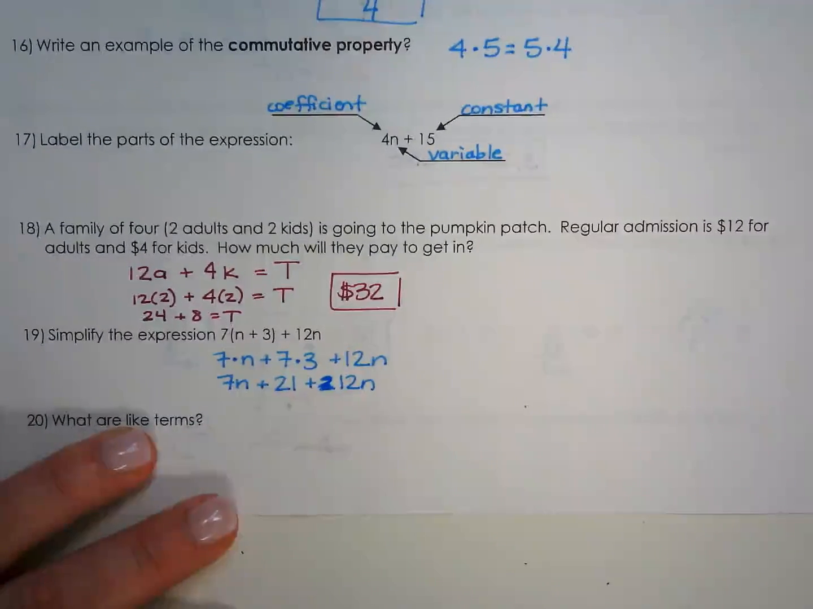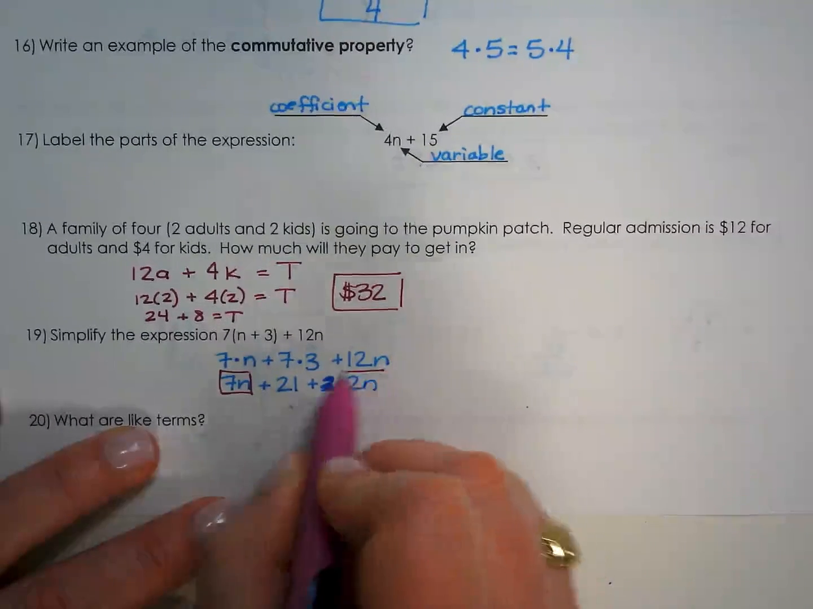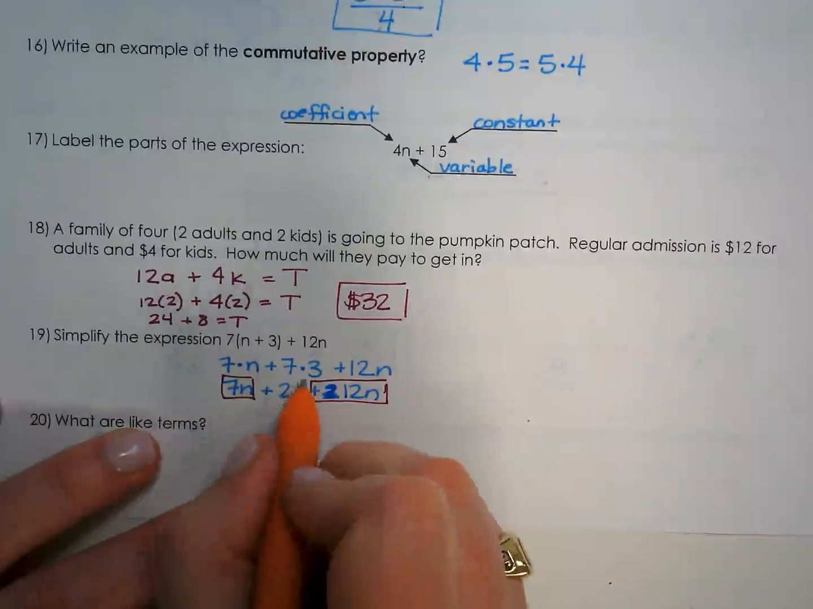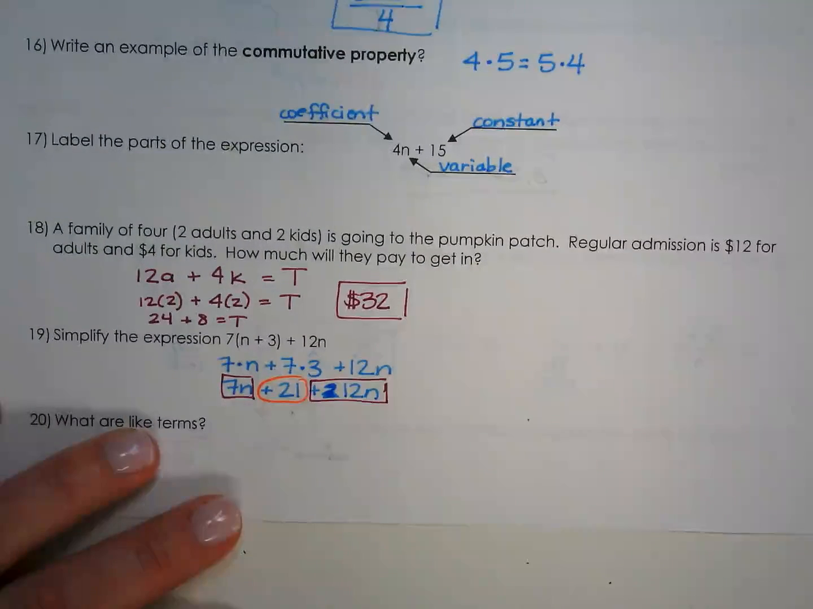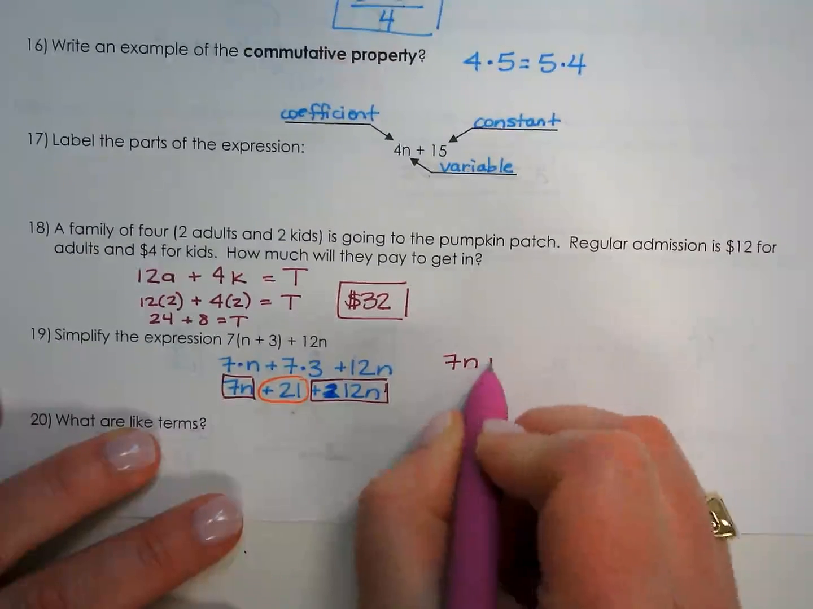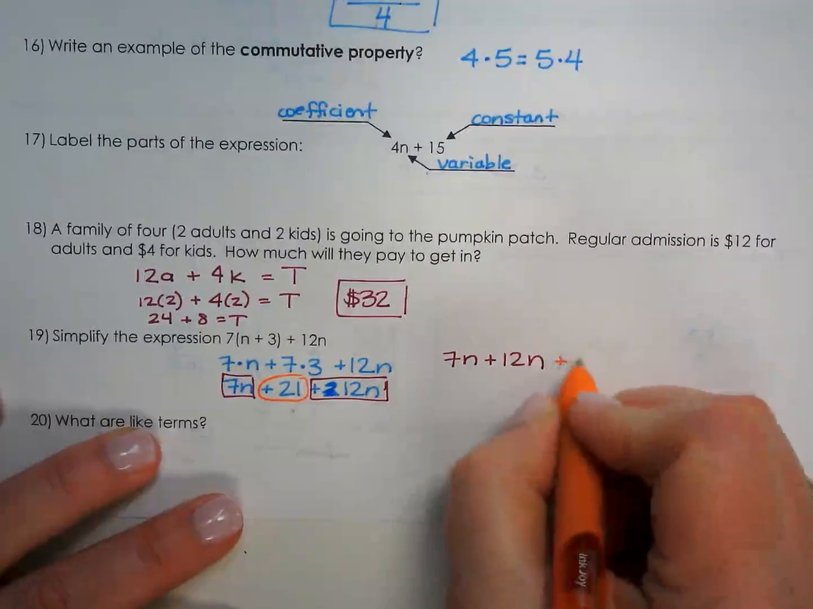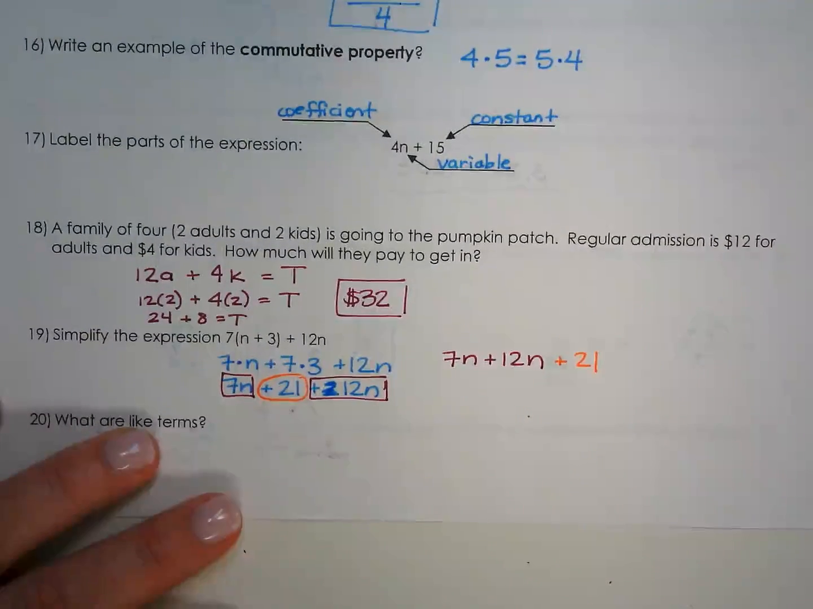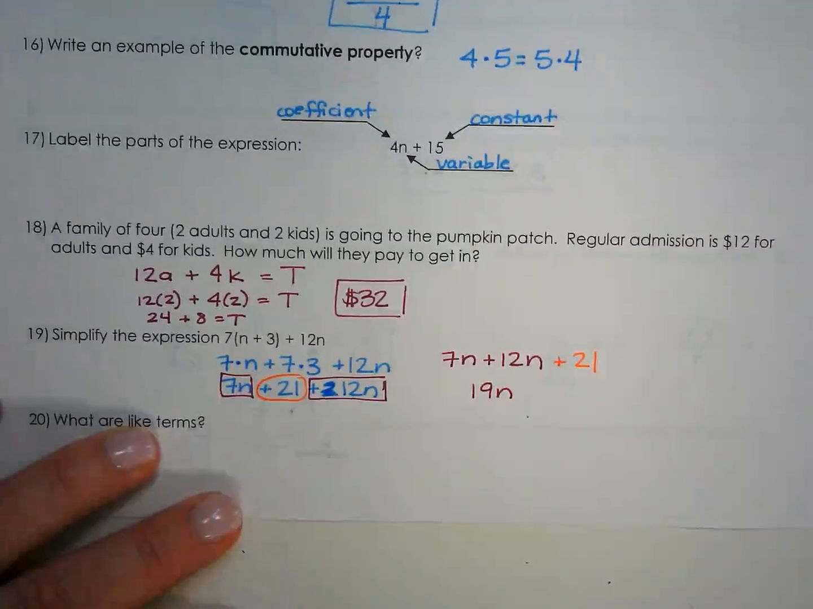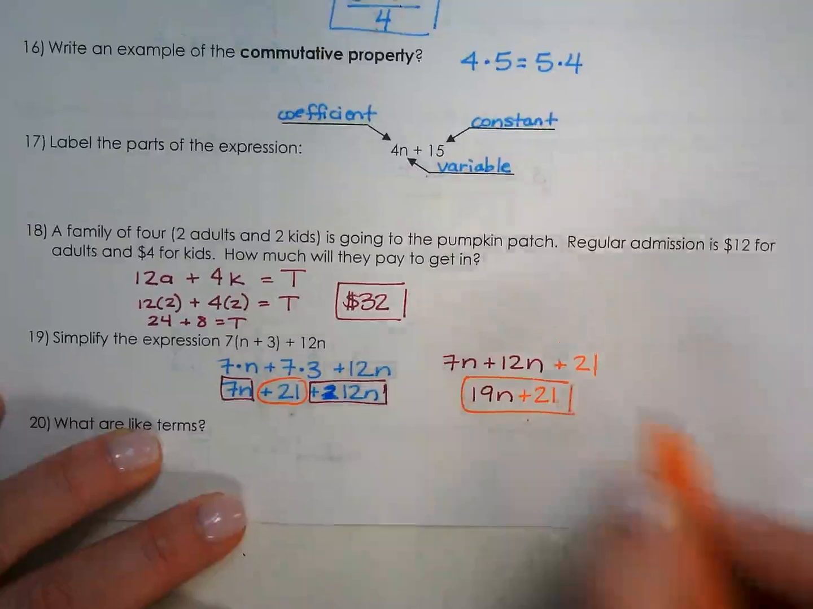Now remember, we've got some like terms here, so we need to make sure that we incorporate those together. Okay, and not all of them are like terms. Some of them are going to stand alone. So when we put those like terms together, it's going to be 7n plus 12n plus 21. And 7n's plus 12n's equals 19n's. And the 21 doesn't have anything to combine with, so we leave it. And that would be the simplified version.